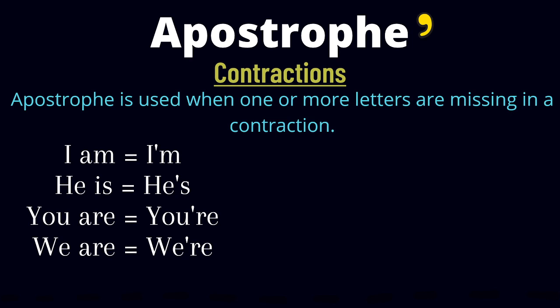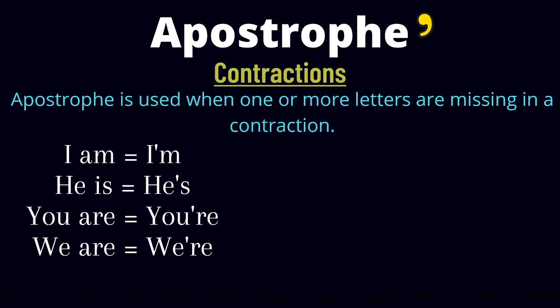Have a look here. I am. So what is the contraction or the short form for this? We are omitting the letter A. In place of that, we are using an apostrophe. I am becomes I'm. He is becomes he's. We are omitting the letter I in the second form and we are using an apostrophe there.